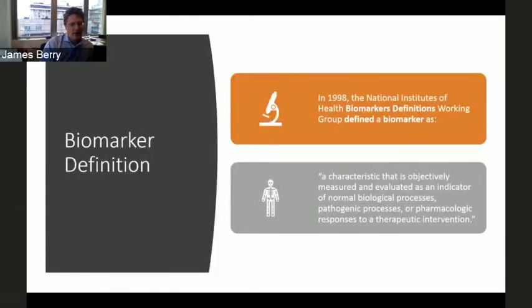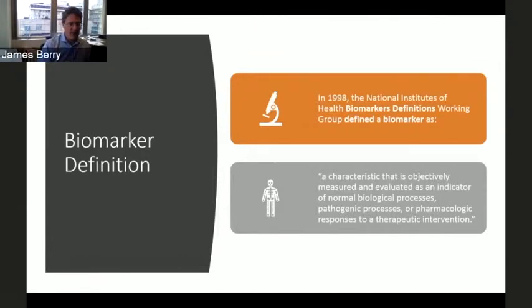So I'll start with a good definition for biomarkers. I think most people have heard this, but in 1998, the NIH Biomarker Definition Working Group came up with, I think, a good definition. The other thing that's important to understand is that there was already a working group on this 20 years ago, and that was the culmination of their work. This has been a big focus of what NIH and FDA have been working on because of the importance of biomarkers in drug development and in understanding diseases.